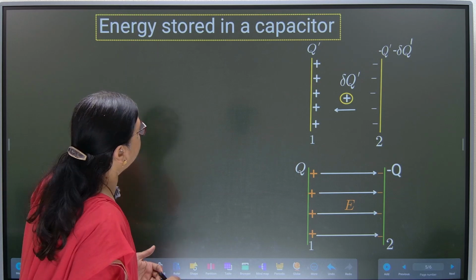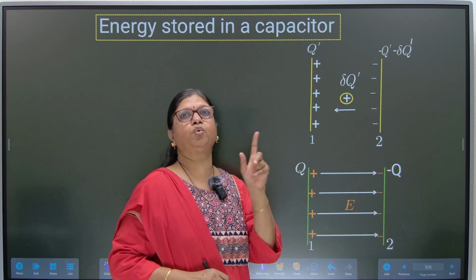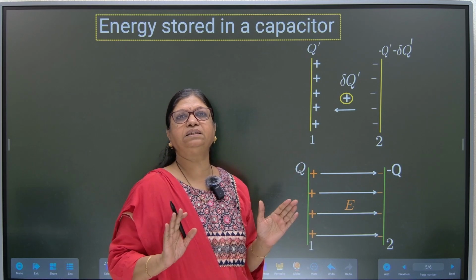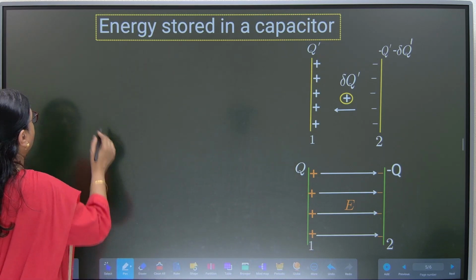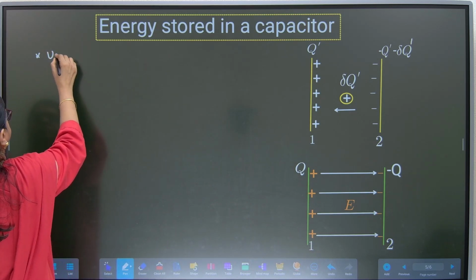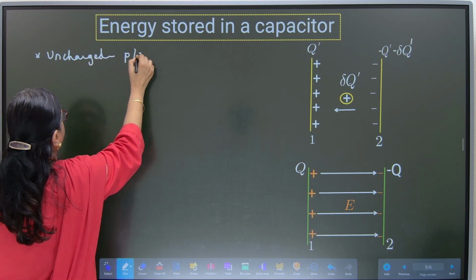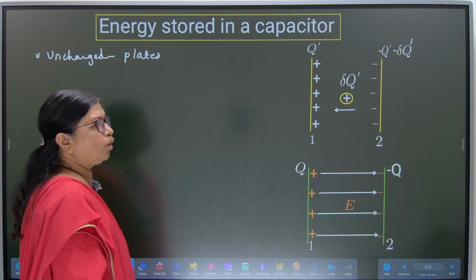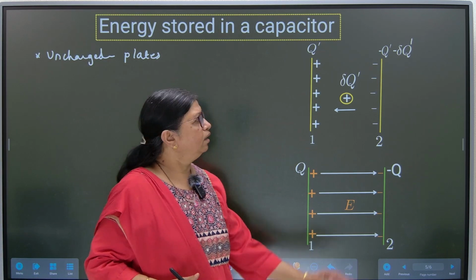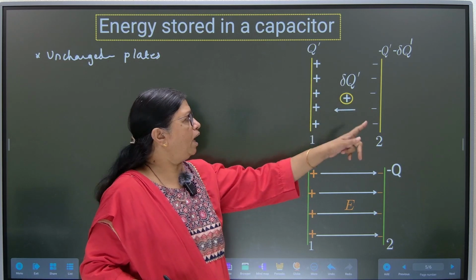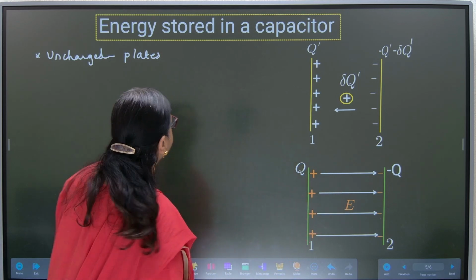Okay, so now as you can see, we have a capacitor with two plates. Let us consider both the plates, that is both the conductors, in the beginning are uncharged. And then we slowly start charging it bit by bit such that we are transferring charge from the conductor 2 to the conductor 1. We are transferring a positive charge.